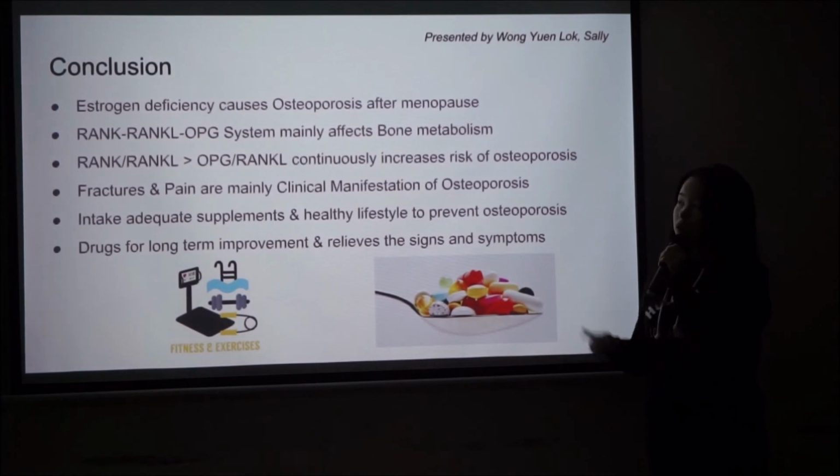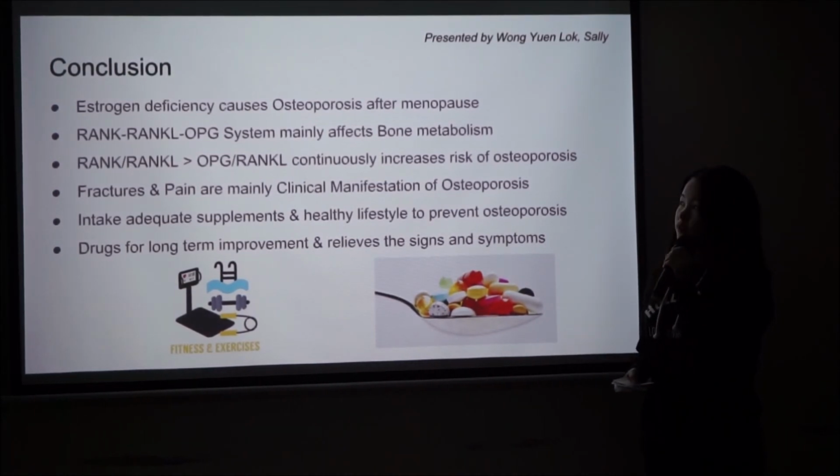Thank you, Grace. We have drawn some points for the conclusion. First, estrogen deficiency causes osteoporosis after menopause. Second, the RANKL/OPG system mainly affects bone metabolism. Third, the ratio of RANKL is greater than OPG, which continuously increases the risk of osteoporosis.